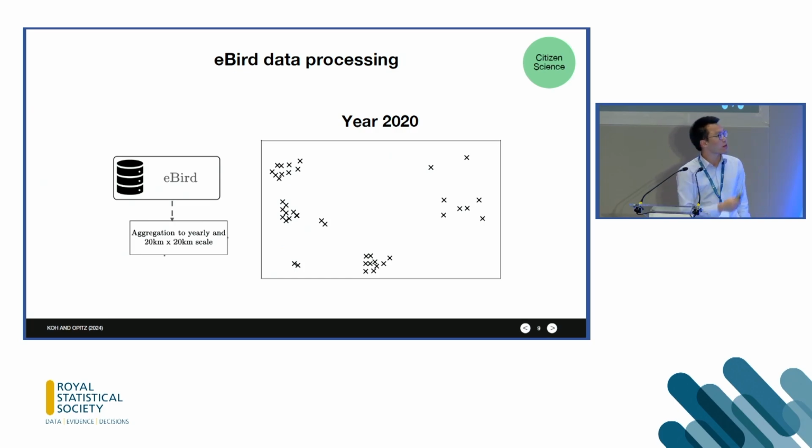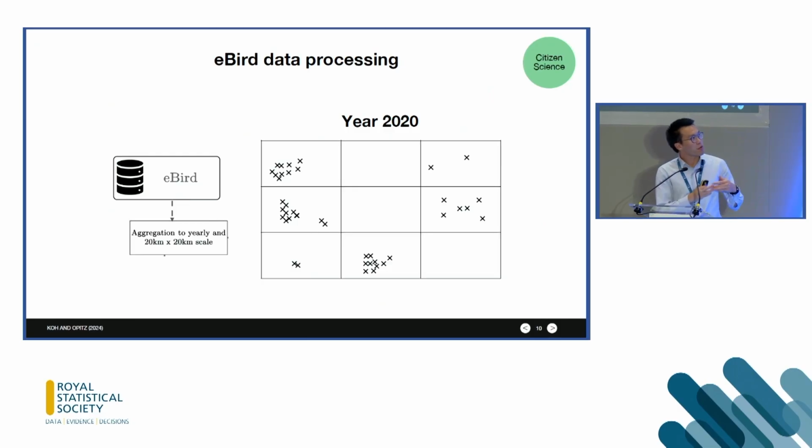So it's similar to what birders have been doing, Dr. Andrew Garrett has just done just now. So what we do is we grid our data into a 20 kilometer times 20 kilometer grid.